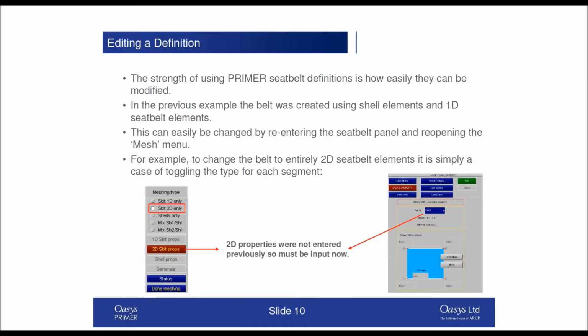Editing the definition is really the strength of Primer seatbelts. Not only is it easy to create them, once you have created them, it's very, very easy to modify them. In the previous example, we created this mixture of shell elements and 1D seatbelt elements. But now we'll look at changing that to just be a path of entirely two-dimensional seatbelt elements. We can do that from the mesh menu. We would simply, for each segment of our belt, select a different element type. We would have to input the properties for the element type if we didn't do it previously, but otherwise it's just a few clicks to change the element type.